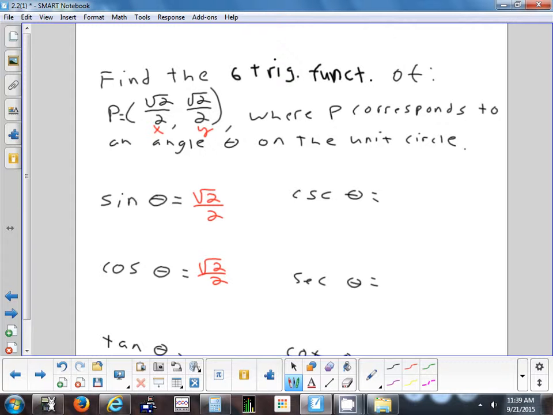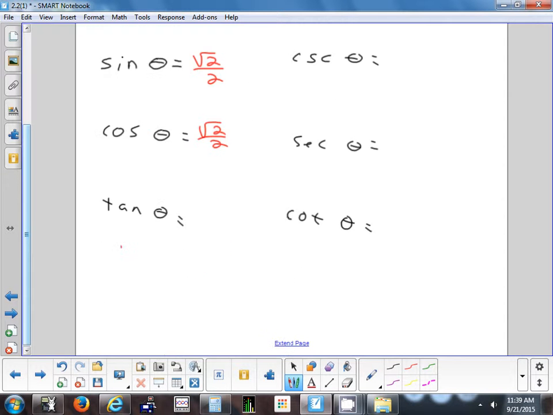And now the tangent. Take y and divide by x. So that's square root of 2 over 2, divided by square root 2 over 2. Hannah, what do you get when you divide two things that are the same? 0. Think about like 3 divided by 3. Yeah, we get 1.